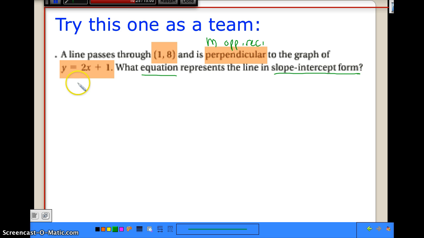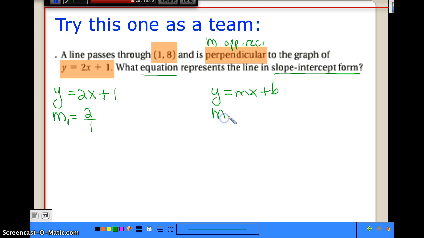Okay, the equation they gave you is y is equal to 2x plus 1. So the slope of that equation, I'll call it slope 1, is equal to 2 over 1. Now the equation they want me to write is in y equals mx plus b. I know that since these guys are perpendicular, my slope of the equation that I'm building, I'll call it m2, is going to be the opposite reciprocal of 2 over 1. So flip it. If this one's a positive, then you make this one a negative. Okay, so that's the perpendicular part. Now I have to figure out what the b is.